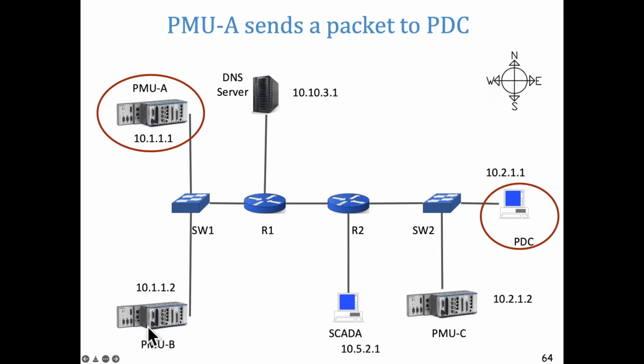So I wrote the IP addresses. All these are private IP addresses. This is a private network. We are not using the internet. Or this is a dummy example. I mean, even the DNS server is private. But that's just a toy example. Every device has an IP address, and PMU A wants to send a packet to PTC.